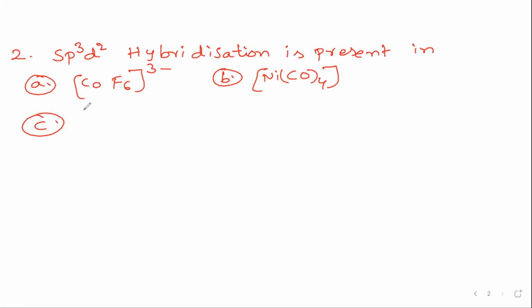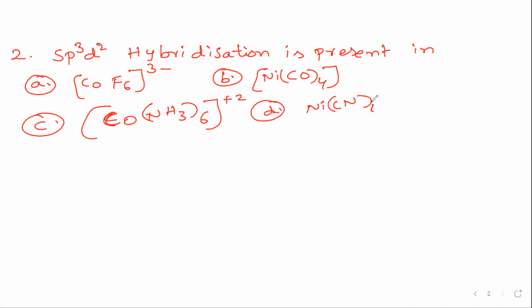Option C, cobalt hexammine. Here I write cobalt with the formula nearby so that you do not get confused. Cobalt hexammine, plus 2 is the charge. And option D, nickel cyanide 4, minus 2. So now what is the right option?